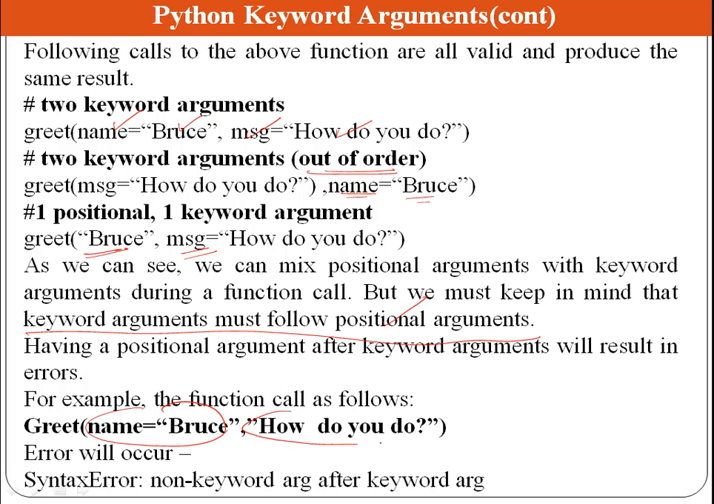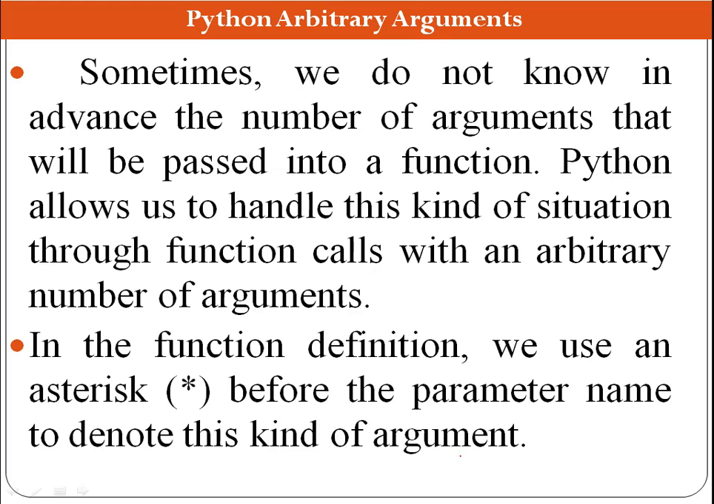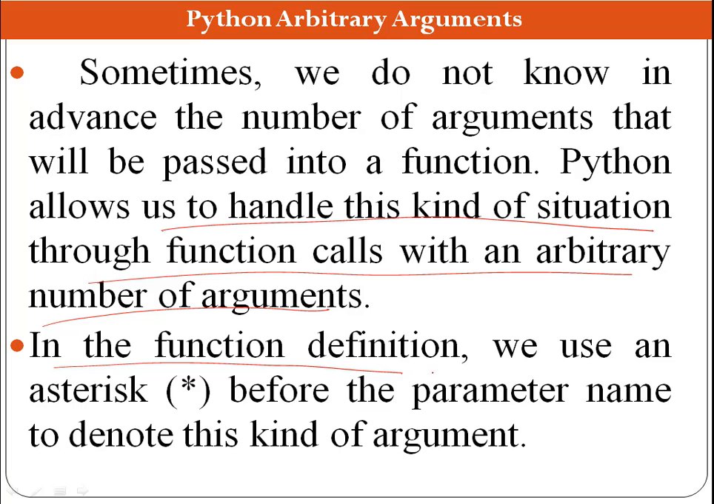Python arbitrary arguments: sometimes we do not know in advance the number of arguments that will be passed into a function. Python allows us to handle this kind of situation through function calls with an arbitrary number of arguments. How can we do that? In the function definition, we use an asterisk before the parameter name to denote this kind of argument.